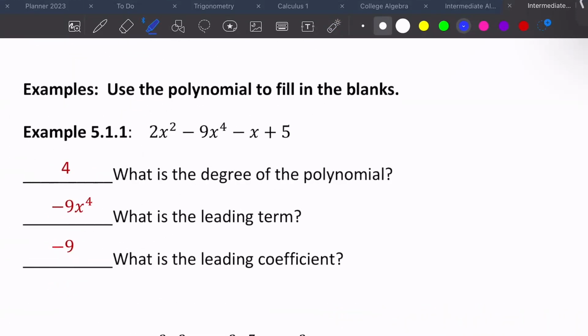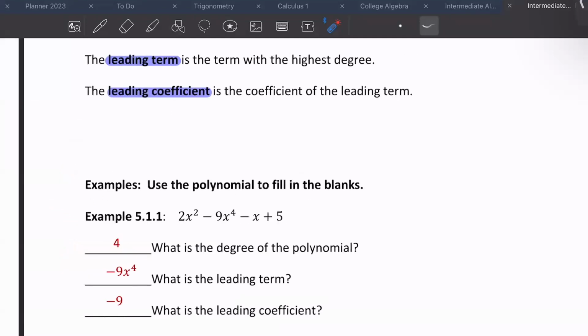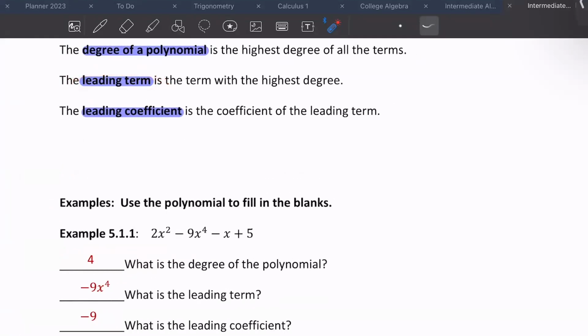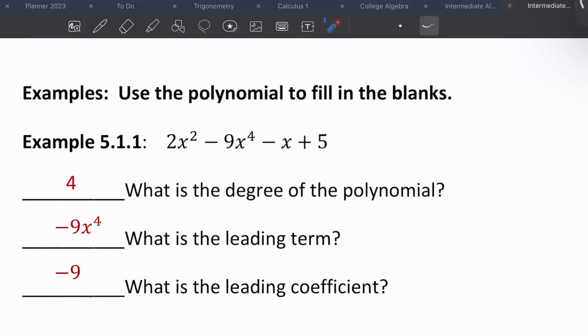So we have this example 5.1.1, 2x squared minus 9x to the fourth minus x plus 5. Okay, if we want the degree of the polynomial, so we're going to look. We have 2, 4, 1, and 0. Okay, the degree of the polynomial is the highest exponent, so it's 4. The leading term, okay, so we just found that the degree of the polynomial is 4. So the leading term we can see with our definition up here is the term with the highest degree. Okay, well, the highest degree is 4.